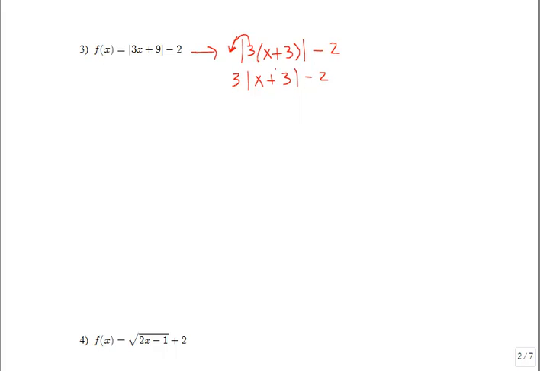So if I pull out that 3, then this means I have a vertical stretch by a factor of 3. That's because of this 3. The 3 on the inside is positive, but we want to go in the opposite direction, so this is going to be a horizontal shift left 3, and then the -2 on the end means we're going to go down 2. So let's put it all together.